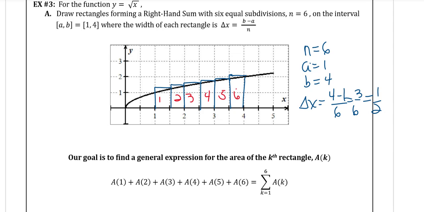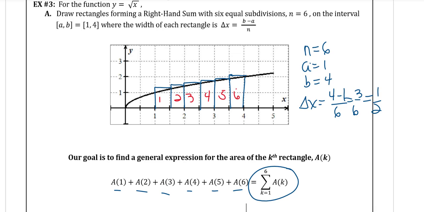So now what we're going to do is find a general expression for the area of the kth rectangle, so a sub k. So you take the area of the first plus the area of the second plus the area of the third plus the area of the fourth plus the area of the fifth plus the area of the sixth. So here's what the summation notation looks like in general.